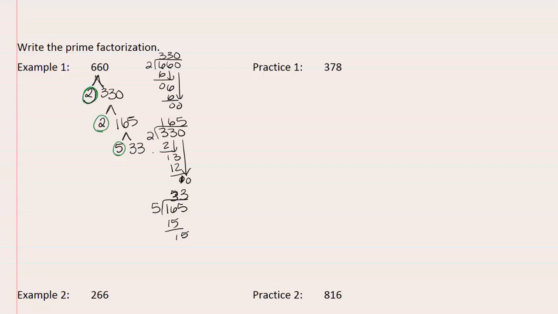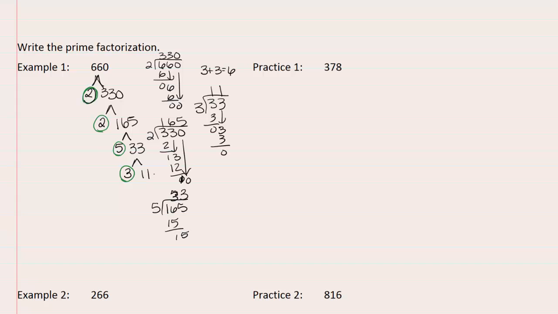33. Well, it doesn't end in an even number, so I know it's not divisible by 2. It doesn't end in a 5, so I know it's not divisible by 5. Let's see, if I add those two digits, 3 plus 3 is 6. 6 divides by 3, so 33 must divide by 3. So 33 divided by 3 gives me 11.